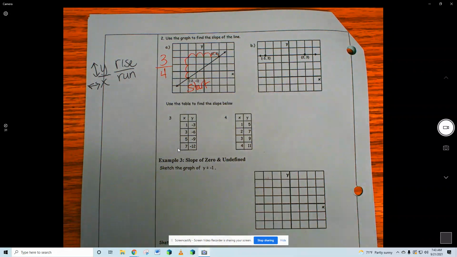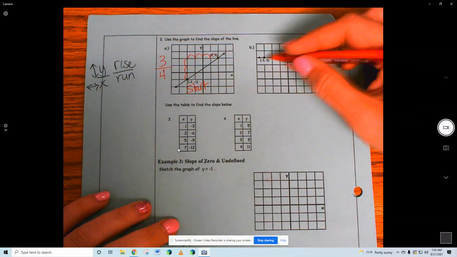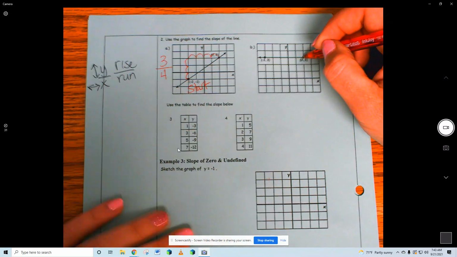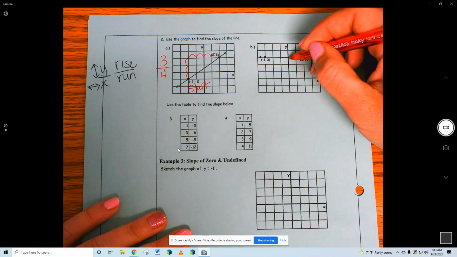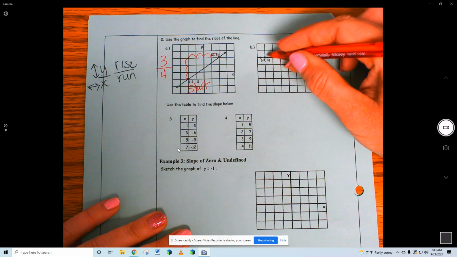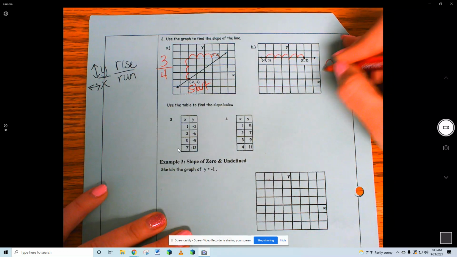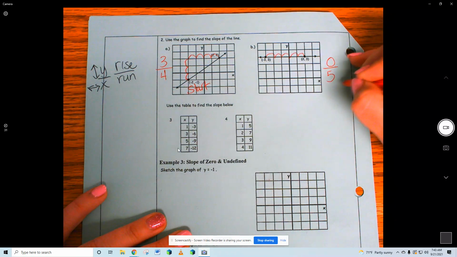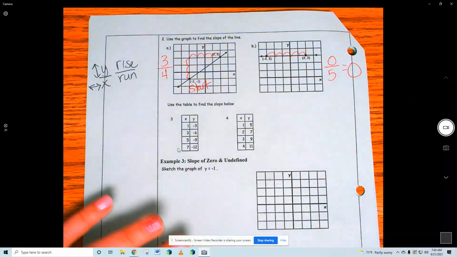All right, B. Rise. Oh, I can't because it's a flat line. Run. You guys, what's the slope of this line? 0 rise, 5 run. 0 slope. Simplifies to 0.